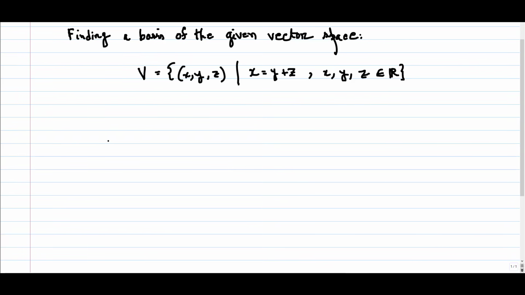Hello everyone. So in this video, let us try to find a basis for the given vector space. The vector space is described as follows: it is the tuple (x, y, z) such that x equals y plus z. That means the first coordinate is the sum of the second and third coordinates. So it is a subset of R3, as x, y, z are coming from R. Let us see how we can find one basis of this vector space.